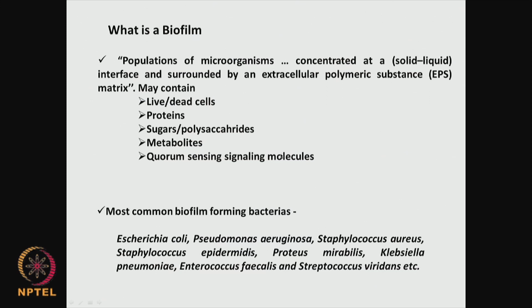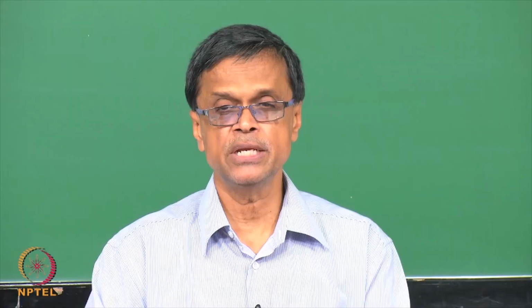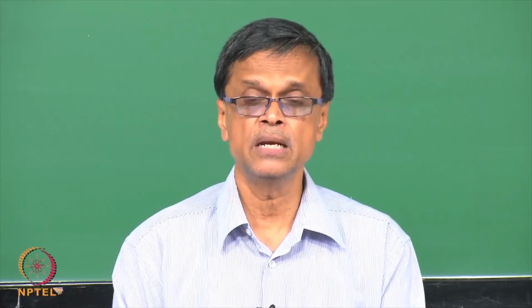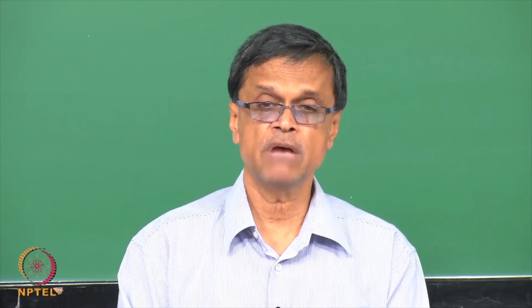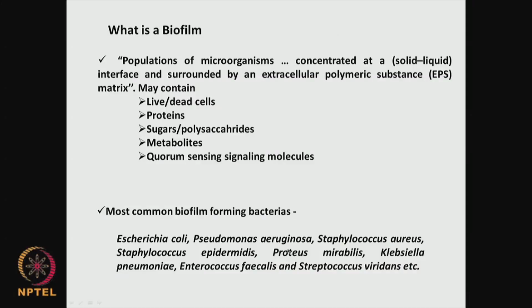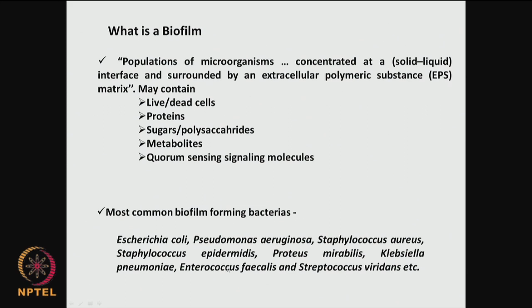Most gram positive and gram negative bacteria form biofilms in various parts of implants. It could be a dental implant, a cardiovascular stent, a urethral stent, an orthopedic material and so on. E. coli, Pseudomonas, Staphylococcus aureus, Staphylococcus epidermidis, Proteus mirabilis, Klebsiella, Enterococcus, Streptococcus, so many different types of organisms can form a biofilm.